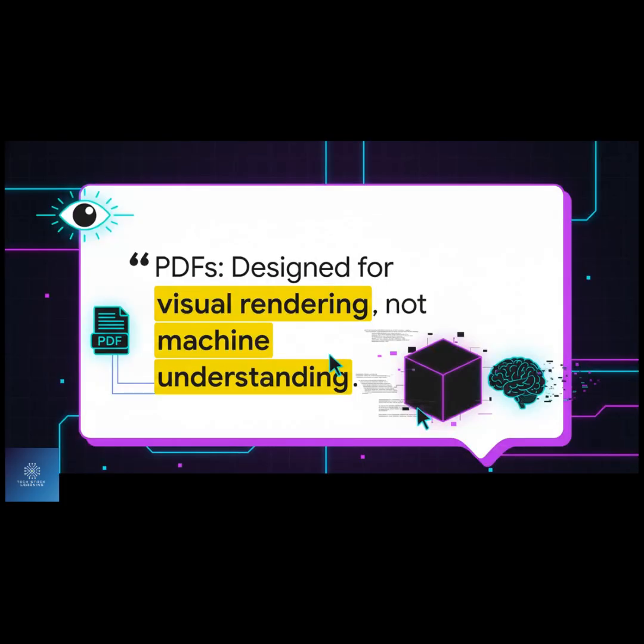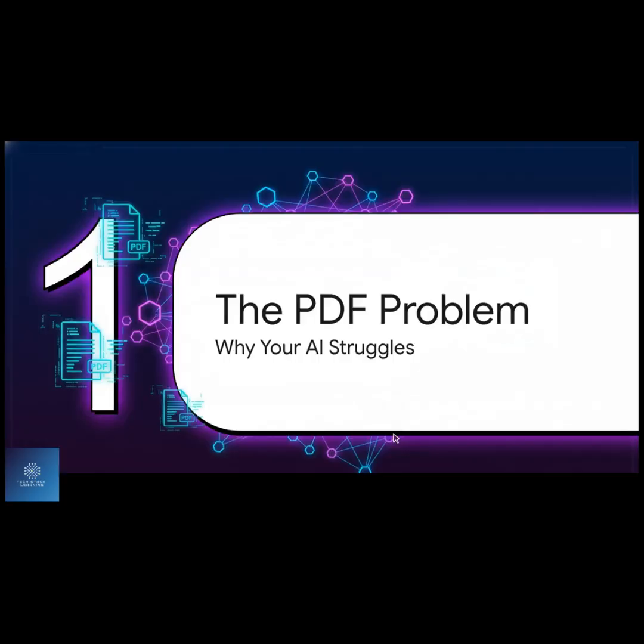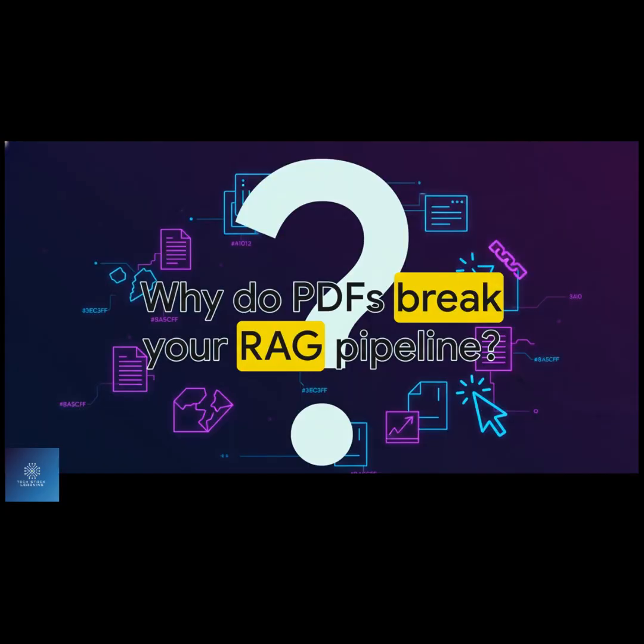You know, this quote really just gets right to the heart of the whole problem. PDFs are designed to look the same everywhere, for us, for human eyes. But for a large language model, they're basically a black box. So let's start with what we're calling the PDF problem. And trust me, it's one of the most common and, let's be honest, most frustrating hurdles for anyone building with LLMs.